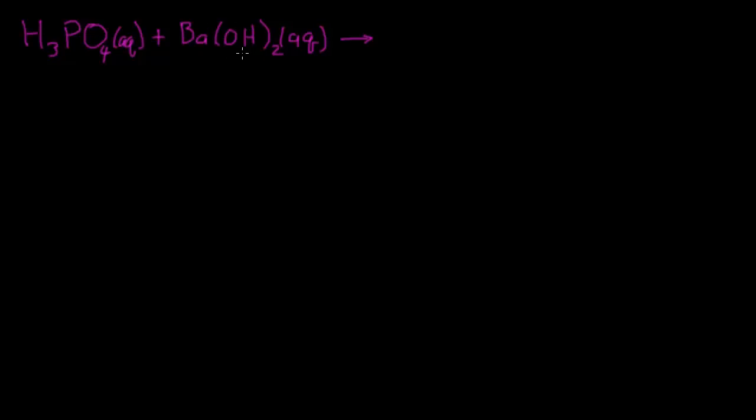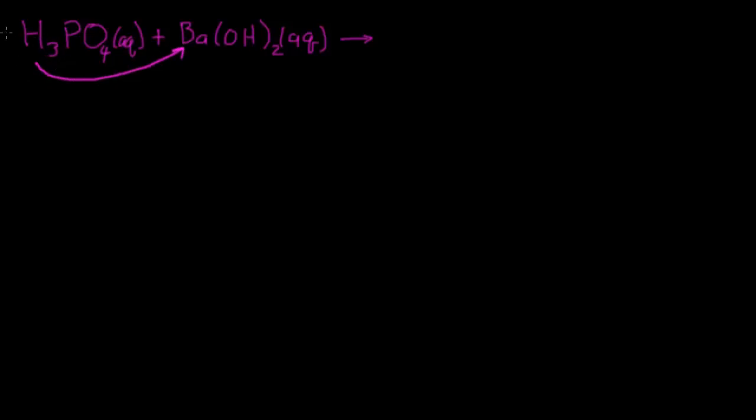Because it has hydroxide, we know it is an Arrhenius base by the Arrhenius definition. So it has hydroxide, it's a base. So this is an acid-base reaction. So how do we work these acid-base reactions? Remember, what we do is we exchange the cation parts.